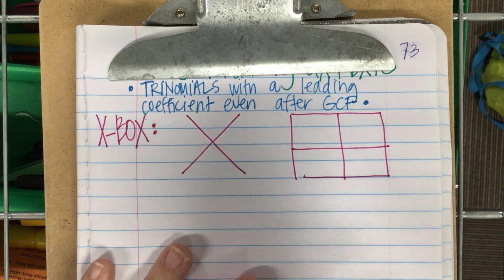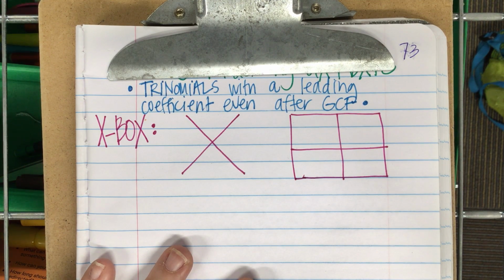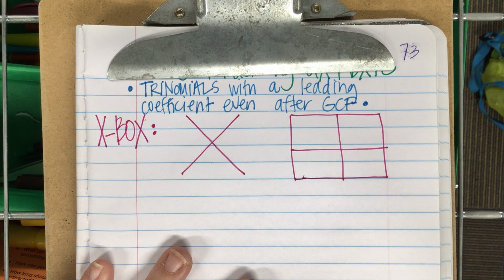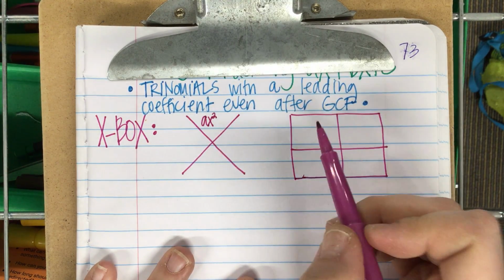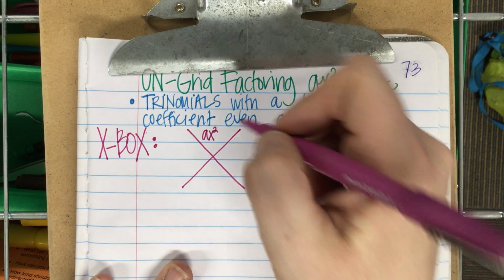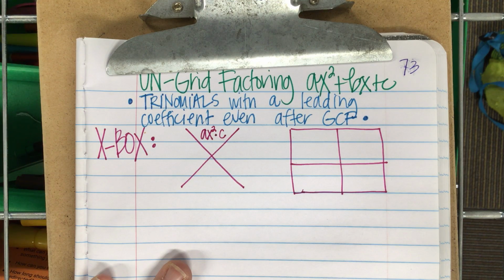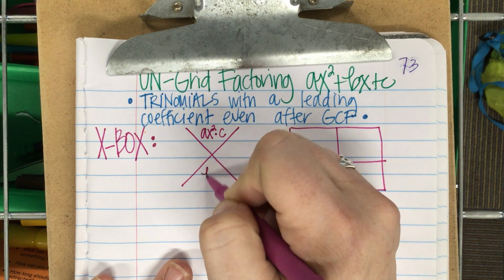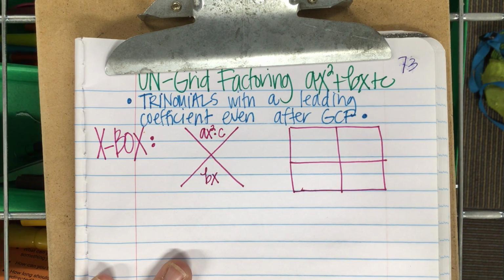An Xbox sounds catchier than X grid. All right, so this is an organizational tool for us to factor. It works every single time. Here we go. Up here in the top, you're going to do ax squared, which is the first term, times c, which is the last term. Ax squared times c. Then down at the bottom, you're going to put bx. You're going to put the factors here.